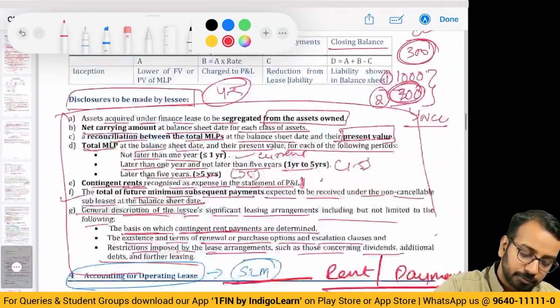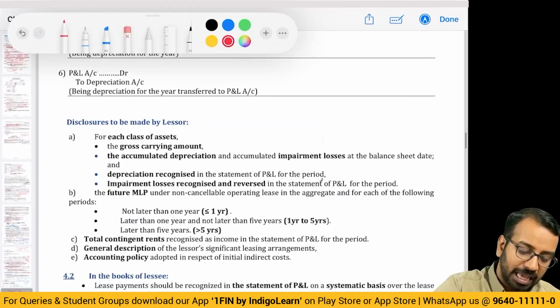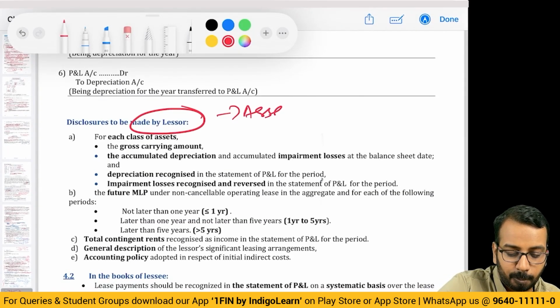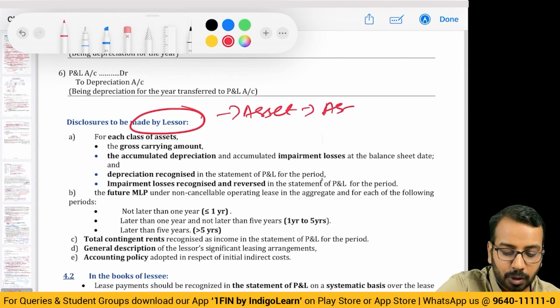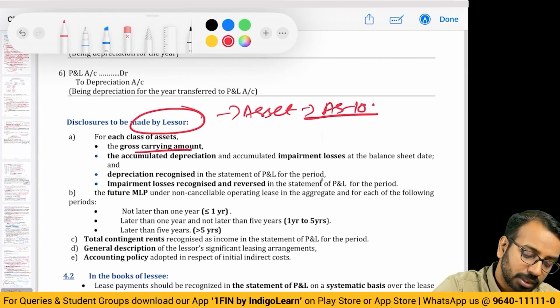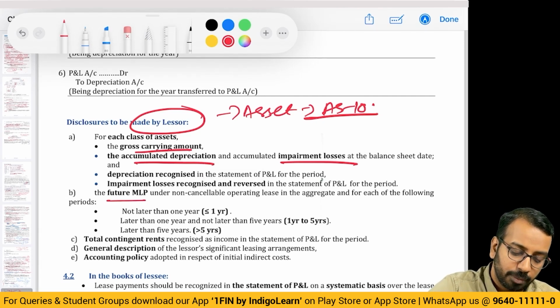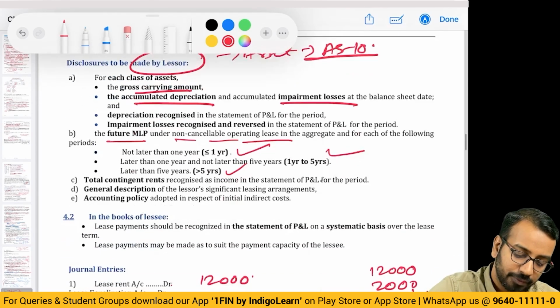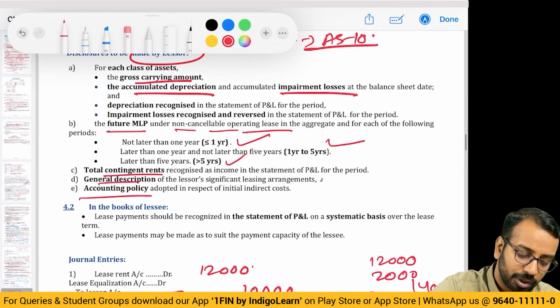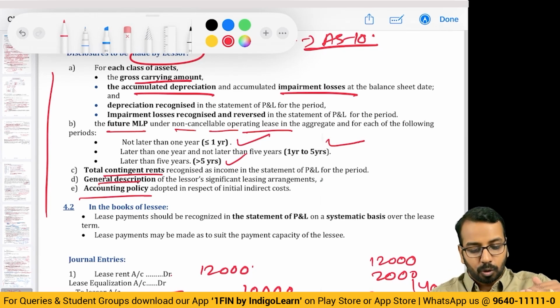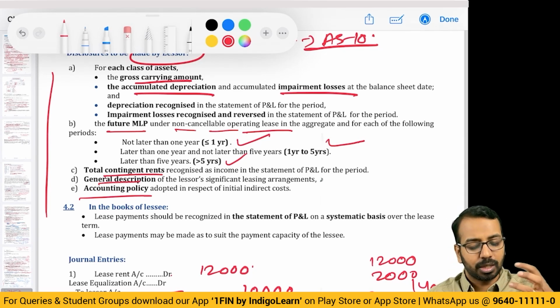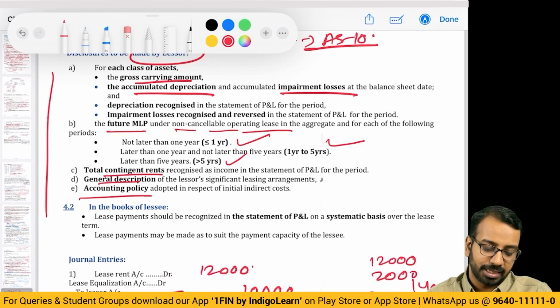Now, as far as the disclosures are concerned, for the lessor, they will have an asset. So they will have to disclose whatever is required as per accounting standard 10. Gross carrying amount, accumulated depreciation, impairment losses, depreciation recognized, and any impairment. Then future minimum lease payments under non-cancellable operating leases, again less than 1 year, 1 to 5, more than 5. Contingent rent, description, accounting policies, similar thing. Okay, so read these disclosures together so that you remember some of these disclosures for the examination.